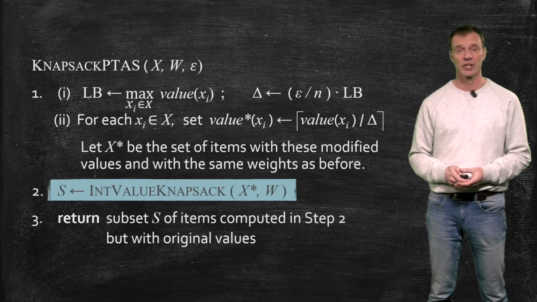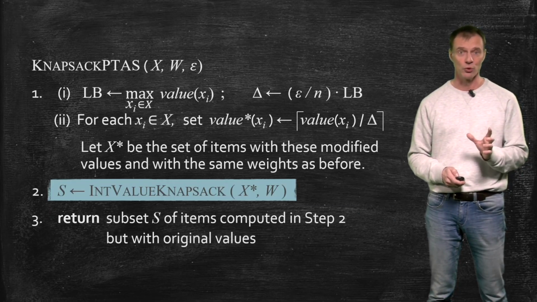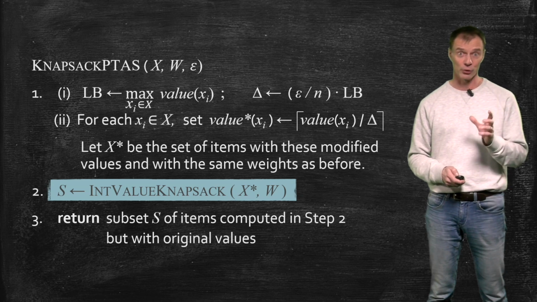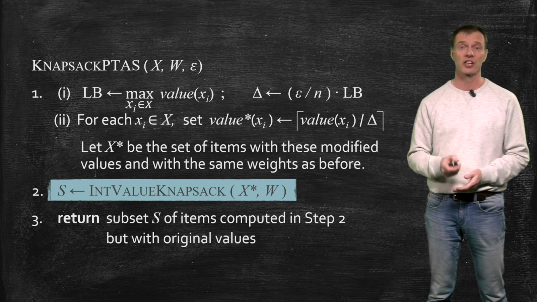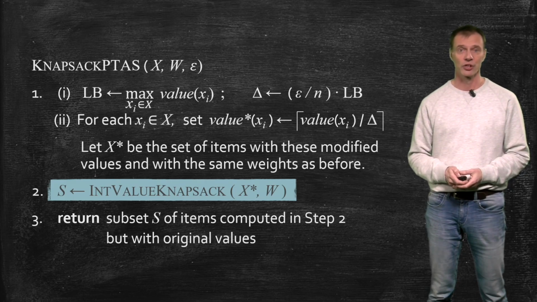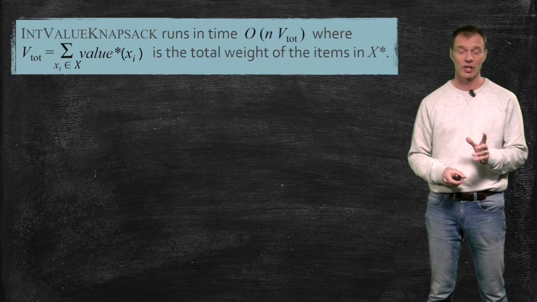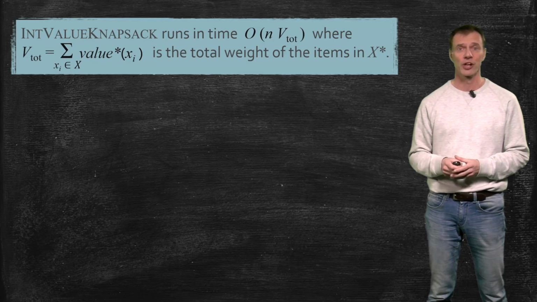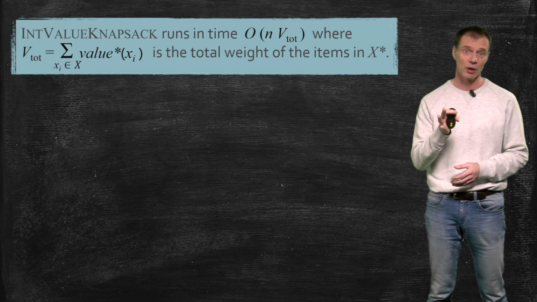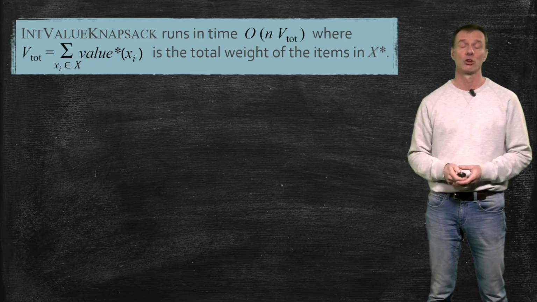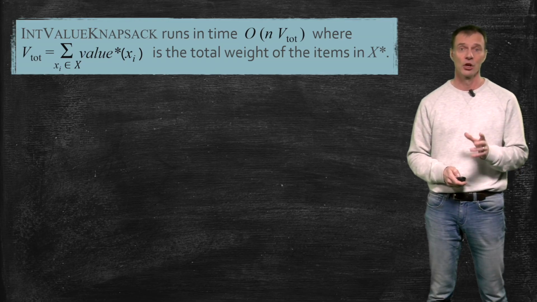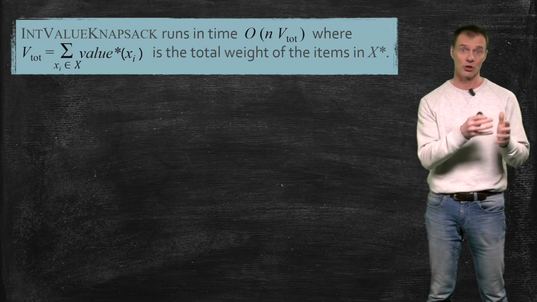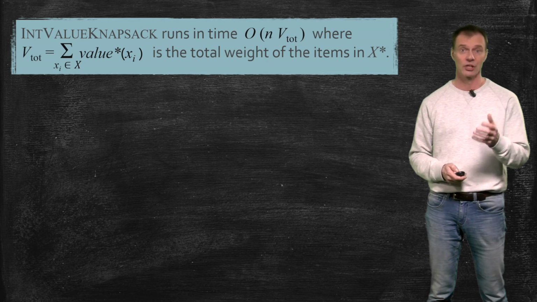So the interesting part of the analysis is to analyze step 2, where we apply our optimal algorithm for integer values to the set x star. So let's have a look at this step. And remember that our optimal algorithm for integer values, based on dynamic programming, had the running time which was n, the number of items, times the total value of all these items. So we're interested in what is the total value of all the items in x star, because that's the set we put into the algorithm.